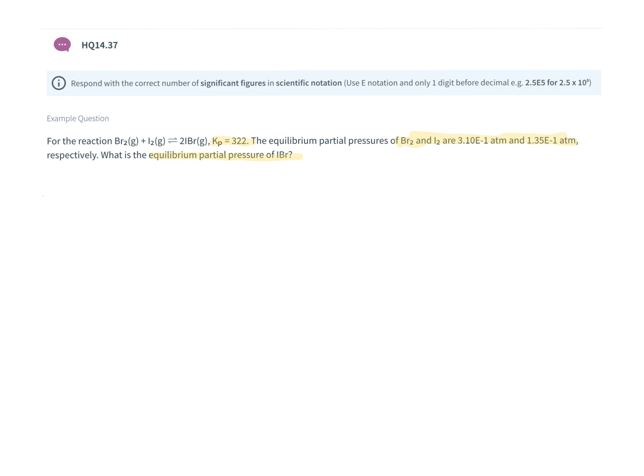So what would this expression look like? Kp equals my partial pressure of iodine monobromide, and that partial pressure is squared. I'm using partial pressures because they're giving us atmospheres, not a concentration in molarity. That would be over the partial pressure of bromine times the partial pressure of iodine. And we know that equals 322.